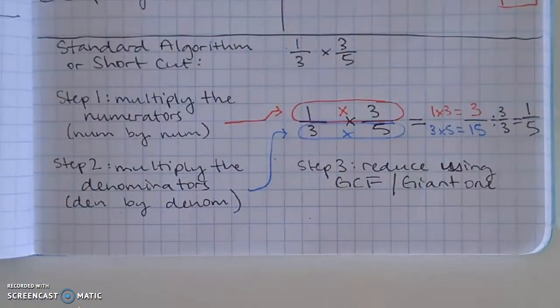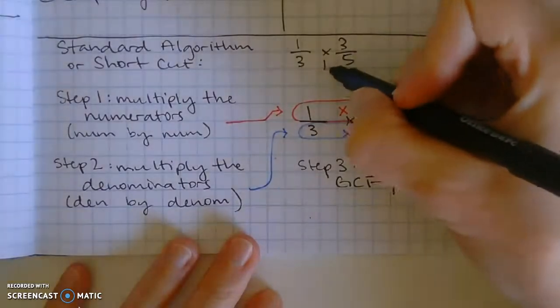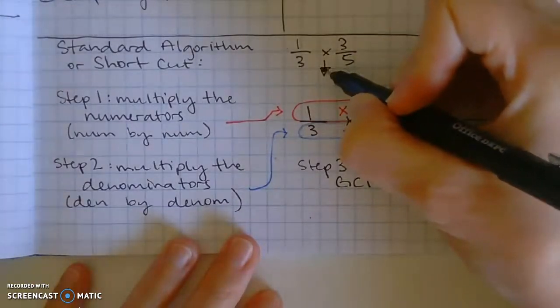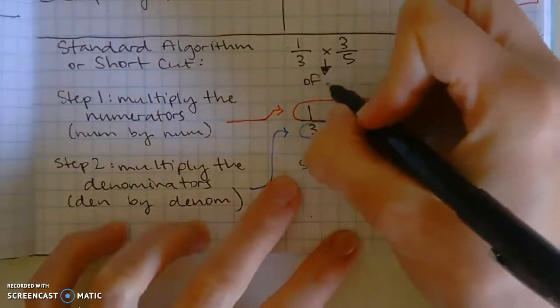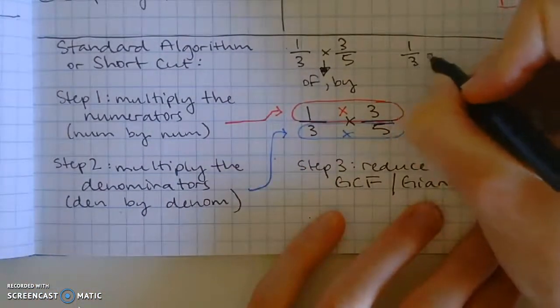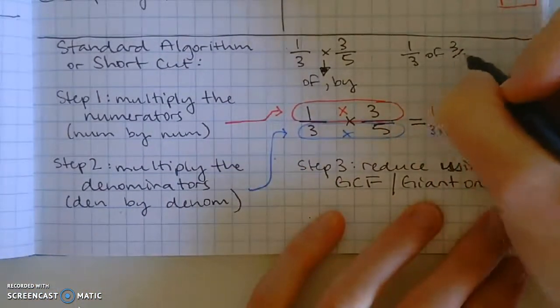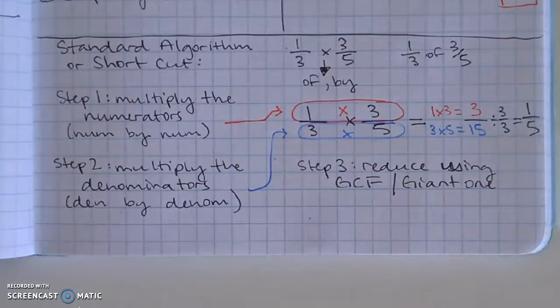You might sometimes see the multiplication being replaced by something different, and I just wanted to point that out. I didn't clarify this very well yesterday. You might see it written as "of" or "by", so it might say 1/3 of 3/5 or 1/3 by 3/5. It's the same thing. It indicates multiplication there. So I just want you to be aware of that.